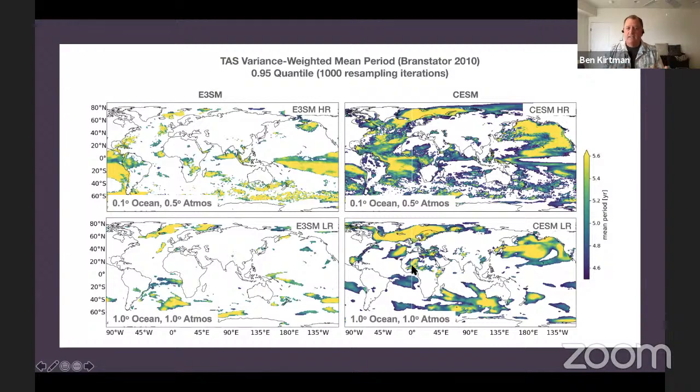What's really fascinating to me about this figure, however, is that in the deep tropics, E3SM is showing a lot more low frequency variability, particularly in the tropical Eastern Pacific, compared to any of the other three simulations. So that's something that we're really interested in looking at and trying to understand.